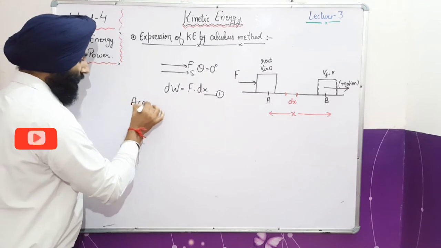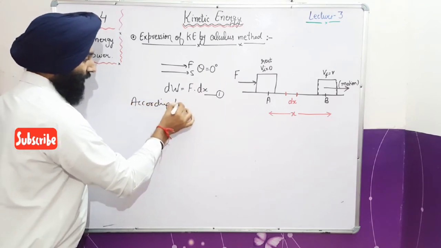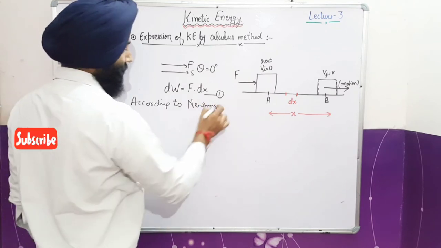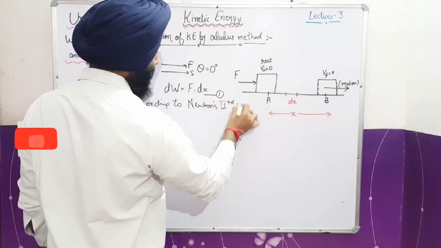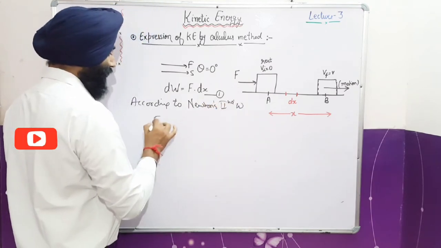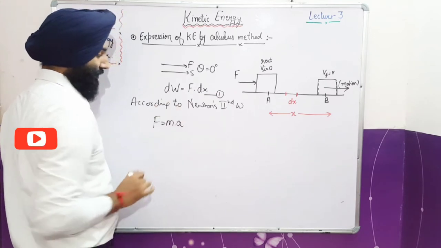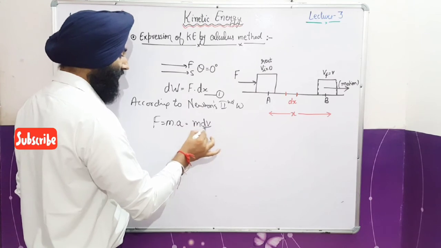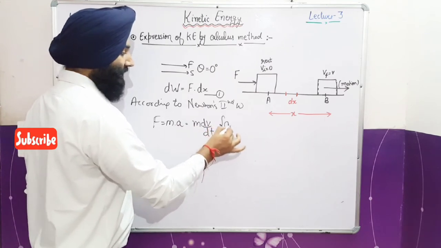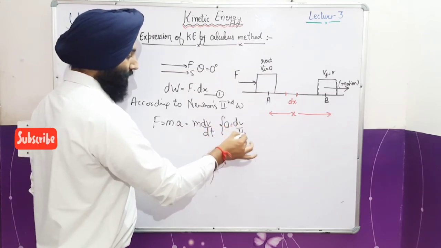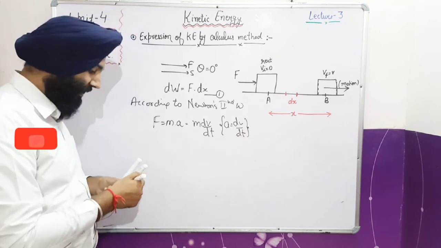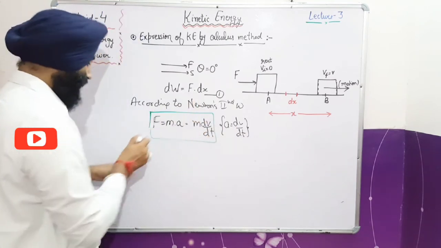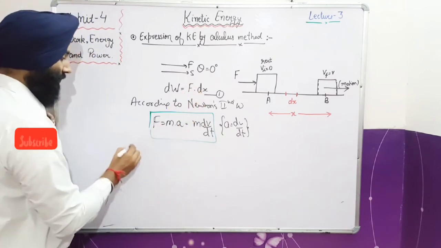So according to Newton's second law, what Newton's second law tells us is that force is equal to mass into acceleration, or we can say that force is equal to m dv by dt, as we know that acceleration is what? Change in velocity upon time. Fine. So now from here we know the value of force. Now put the value of force in equation number 1.